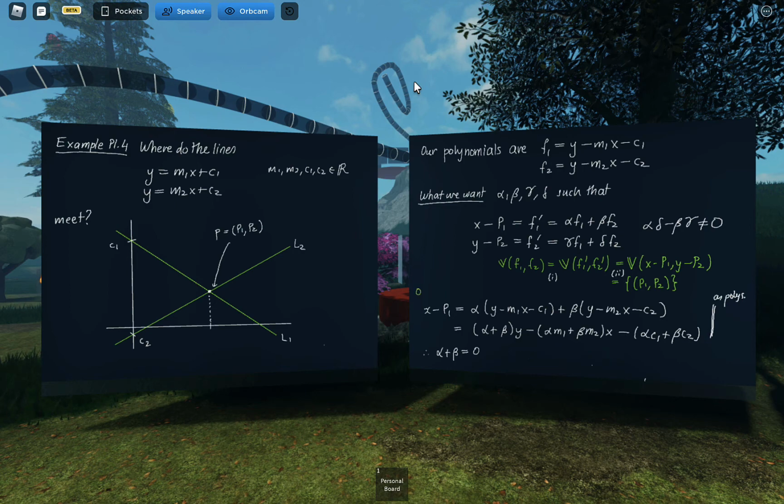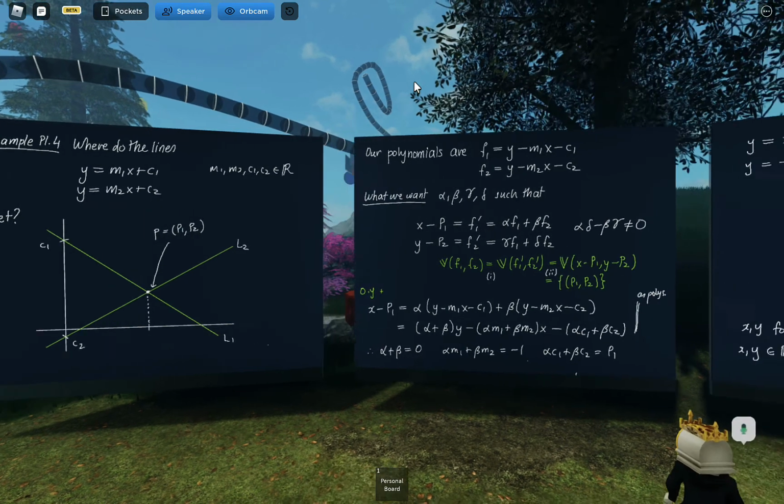Well, the left-hand side is, if you like, 0 times y plus this stuff. So I get alpha plus beta is 0. Alpha m1 plus beta m2 is equal to the coefficient, or minus the coefficient of x, and alpha c1 plus beta c2 is equal to p1. Okay, those are the three conditions alpha, beta, gamma, and delta would have to satisfy in order for this to work. And I get a similar set of equations from y minus p2 is equal to f2 prime.